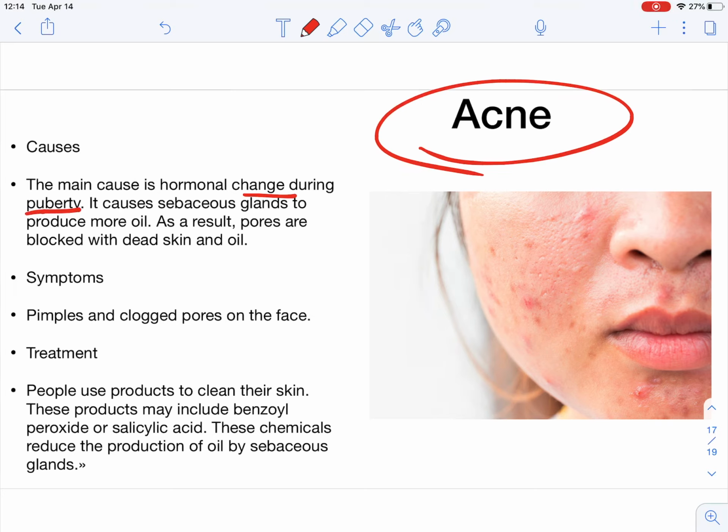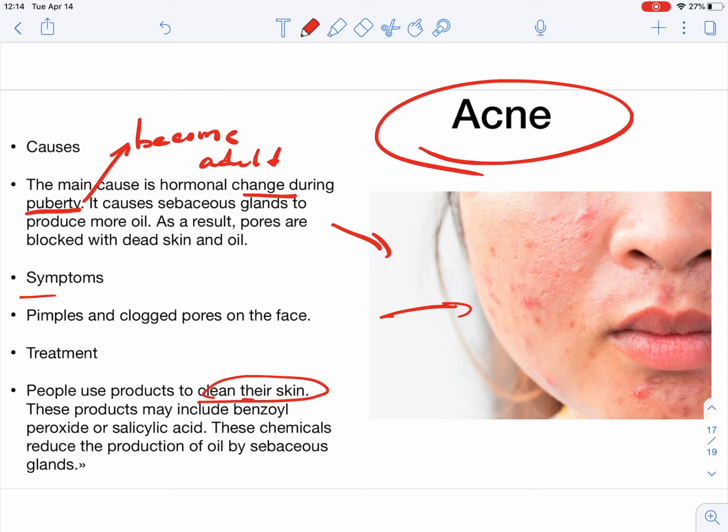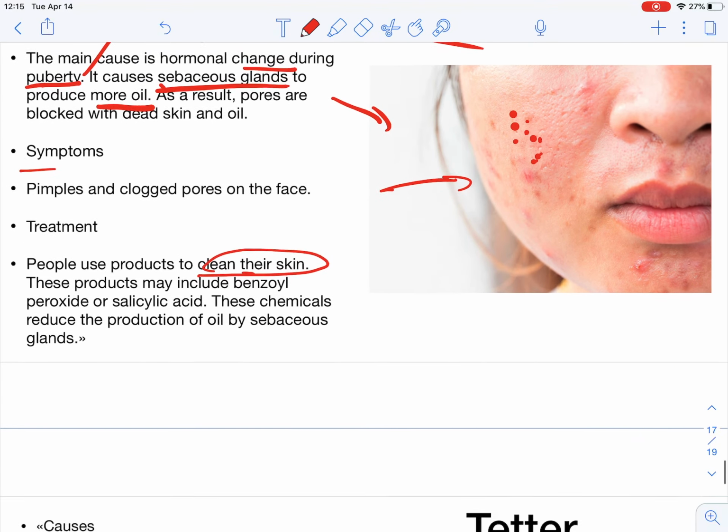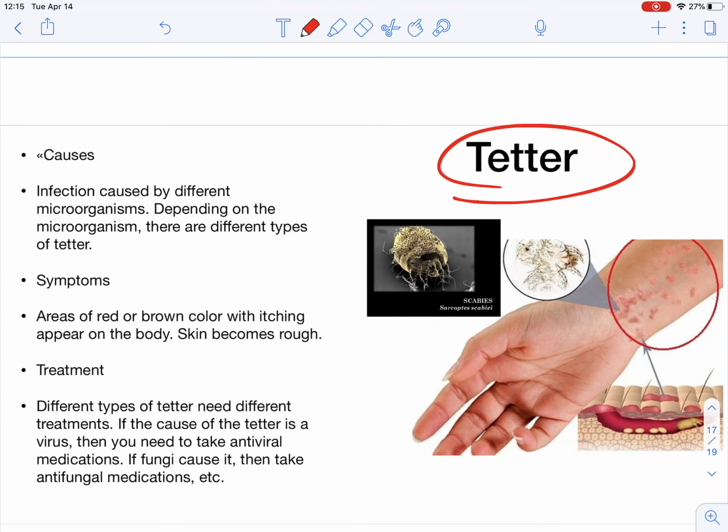Acne is a hormonal change during puberty. It means puberty is when you become an adult. Symptoms: pimples and clogged pores on the face. The treatment is to clean your skin. The cause is that sebaceous glands produce more oil, and this oil blocks the pores, and you have such red dots on your face.